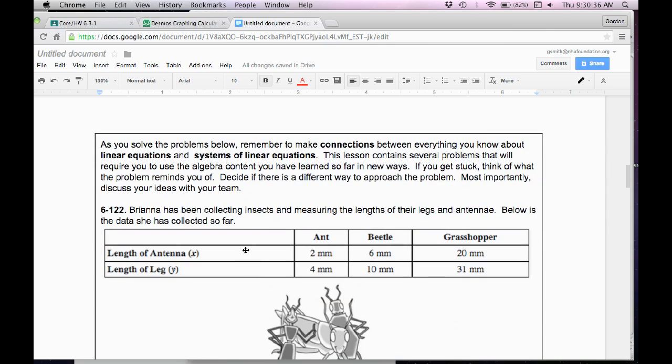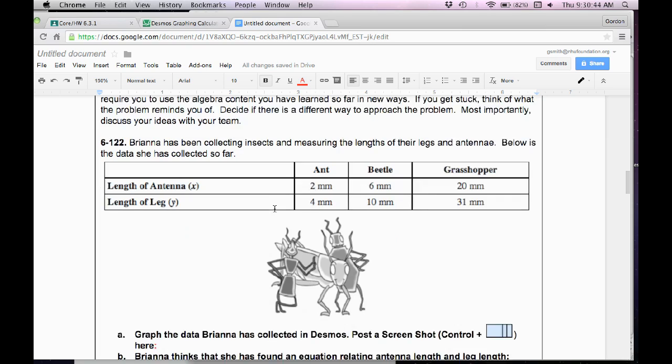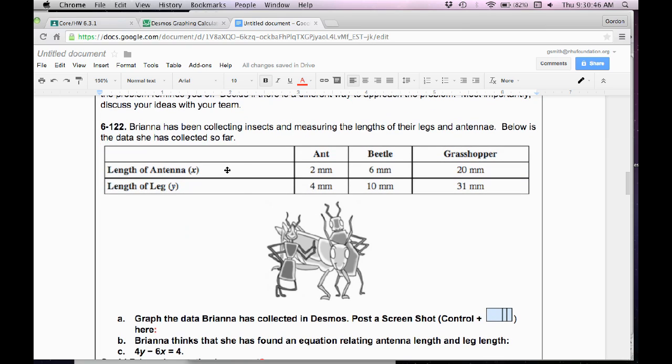Here we are, 622. Brianna has been collecting insects and measuring the lengths of their legs and antennae. Below is the data she has collected so far. The ant has a 2 millimeter antenna and a 4 millimeter leg. The beetle has a 6 millimeter antenna and a 10 millimeter leg. The grasshopper is 20 and 31.